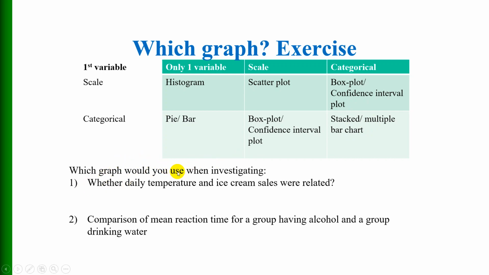Which graph would you use when investigating whether daily temperature and ice cream sales were related? And question number 2, comparison of mean reaction time for a group having alcohol and a group drinking water. Think on this and come up with the answer.